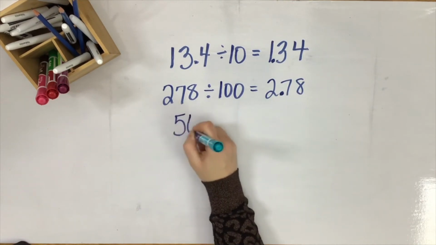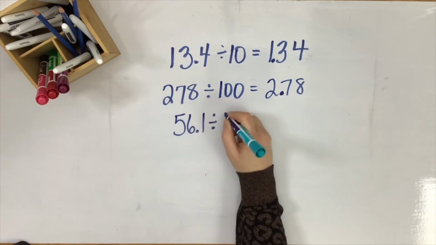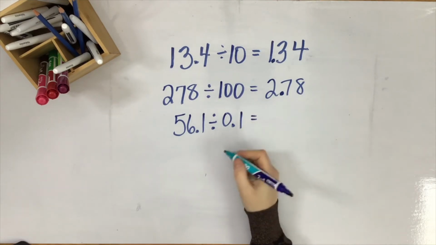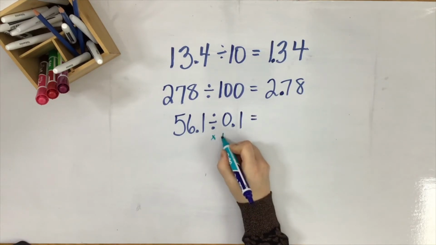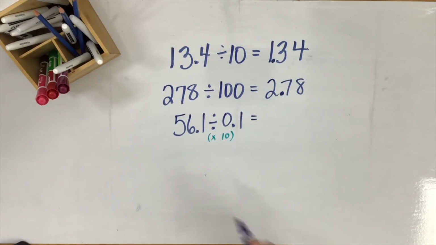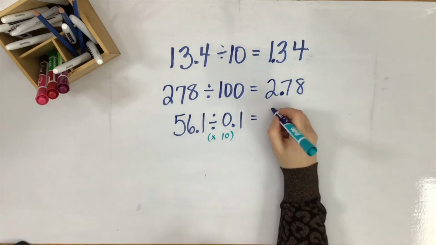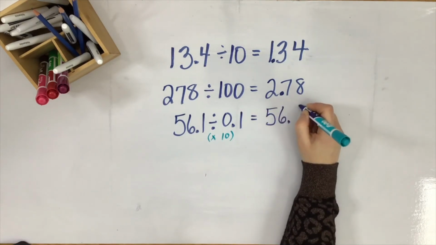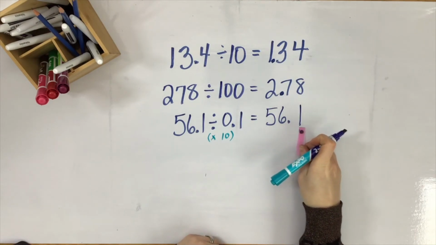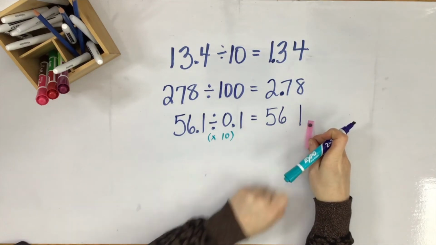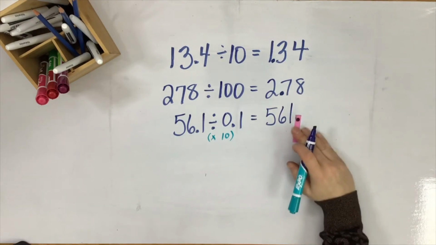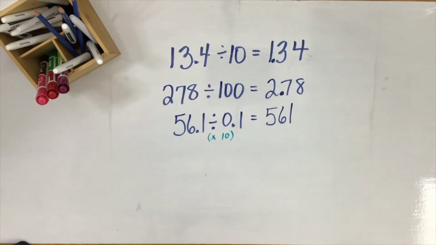Let's try 56 1/10 divided by 1/10. Now remember, dividing by 1/10 has the same effect as multiplying by 10. So you can rewrite that if you want, if it makes it easier for you. But either way, the number we started with, 56 1/10, is going to have its decimal move one time to the right. So it's going to become 561. Decimal lives there, but we don't need to write it because it's a whole number.